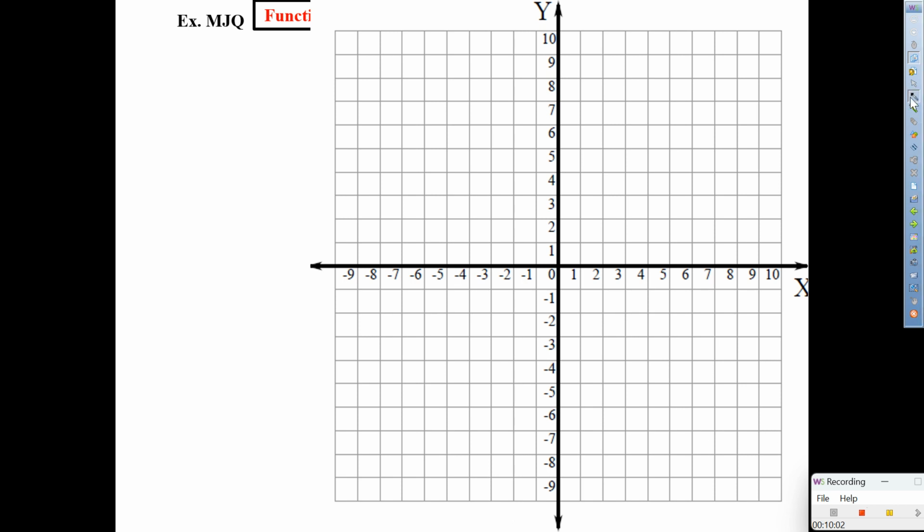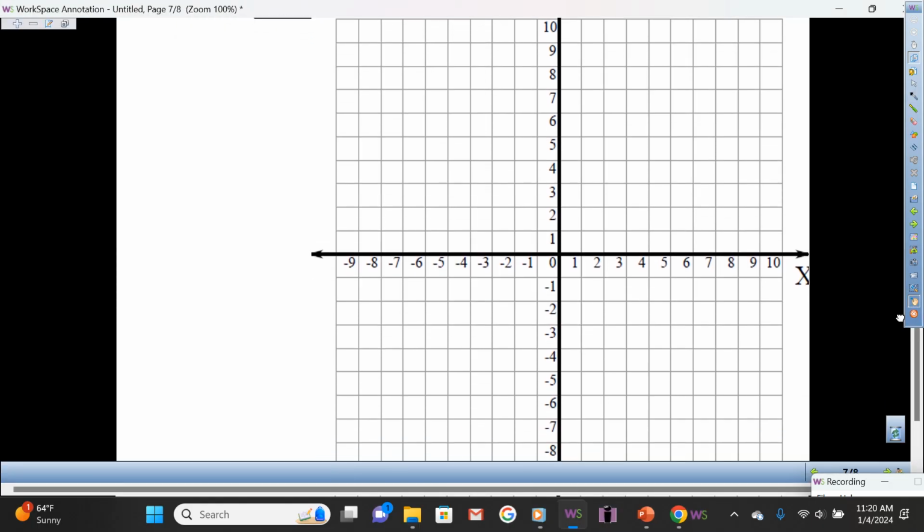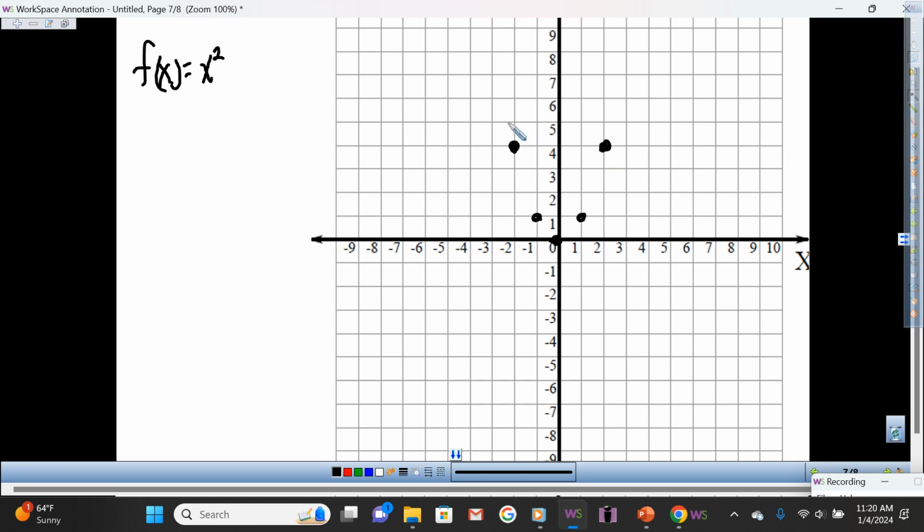All right. Should be just about done. All right. So I'm going to write it over here so you guys can see what I'm talking about. You should have graphed f of x equals x squared. Is that correct? That's a quadratic function. And you did negative 2, 4, negative 1, 1, 0, 0, 1, 1, 2, 4. And you label that f of x.